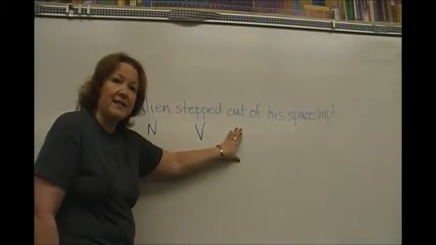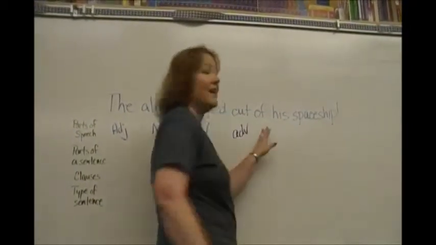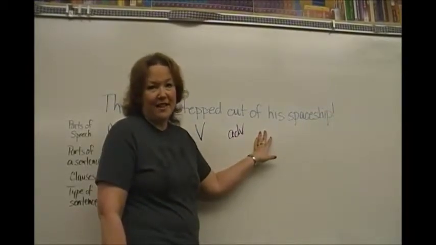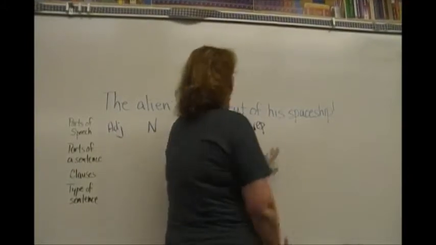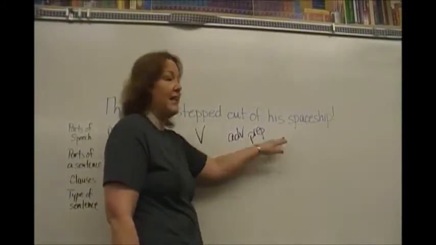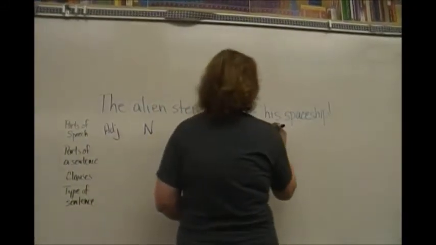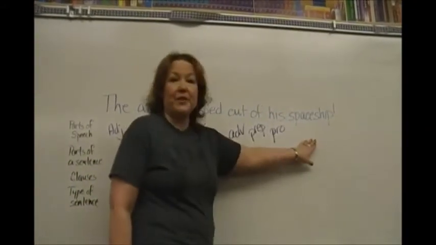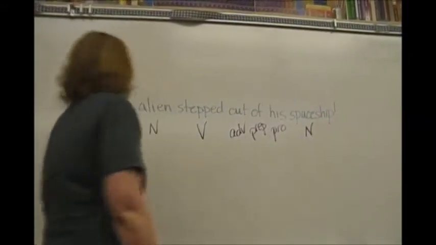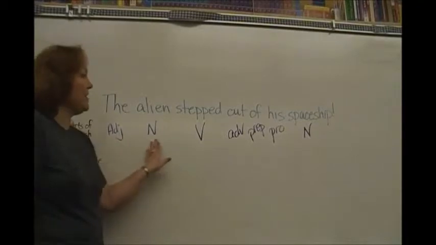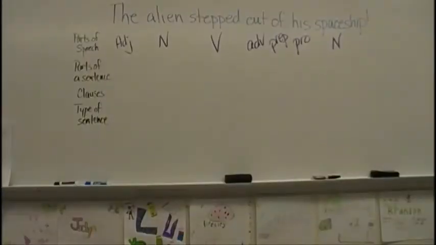Out describes where he stepped. It's an adverb. Of is a preposition. We'll be studying prepositions this year. His is a pronoun. His is taking the place of saying alien again in the sentence. Spaceship is a thing, so it's a noun. That completes the parts of speech. Every single word has something under it. Every single word has a job to do.